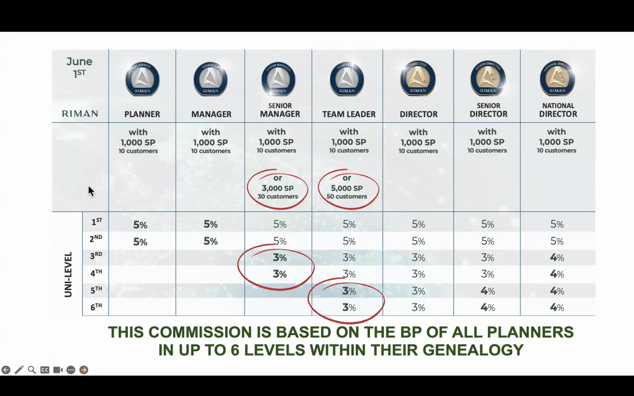As a planner, as long as you get personal 1,000 SP, right, and 10 lifetime customers as a planner or national director all across the board, as long as you get 1,000 personal SP points and 10 lifetime customer accounts, okay, again, all 10 customer accounts don't have to be ordering, you just have those activated, which are free and lifetime, and you do 1,000 SP within those accounts, it unlocks your uni level pay.